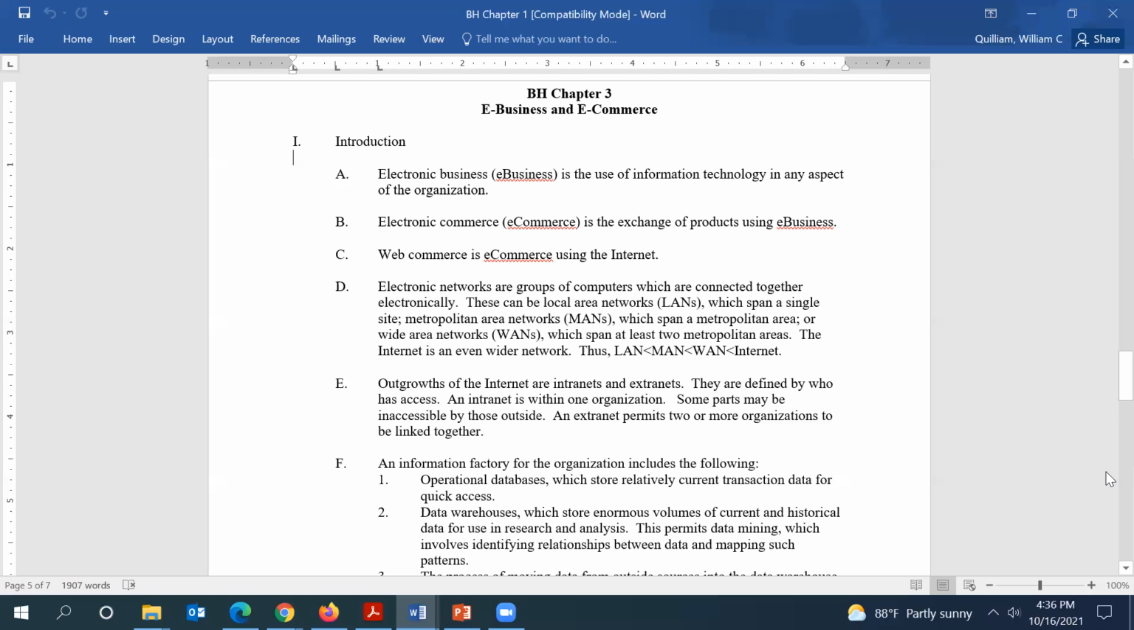Well, outgrowths of the internet are intranets and extranets, and these are defined by who has access. An intranet is within one organization. So if we talk here at Florida Southern about the portal, that's within one organization. Canvas, within one organization. Well, some parts may be inaccessible by those outside. An extranet permits two or more organizations to be linked together. So the internet is a version of the extranet on steroids.